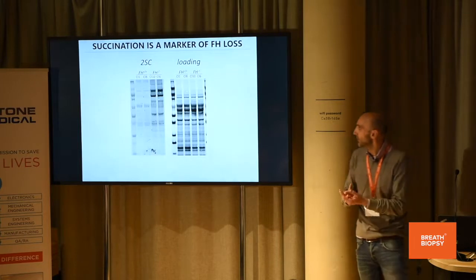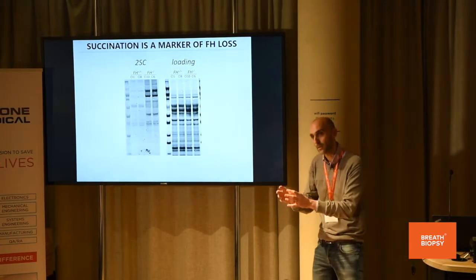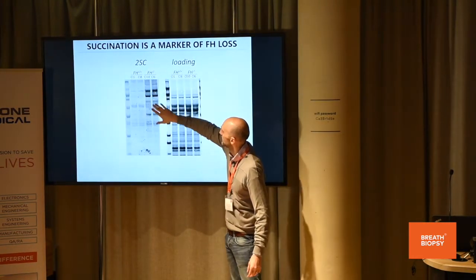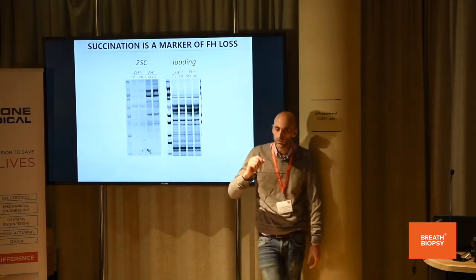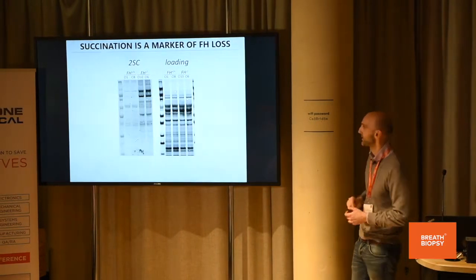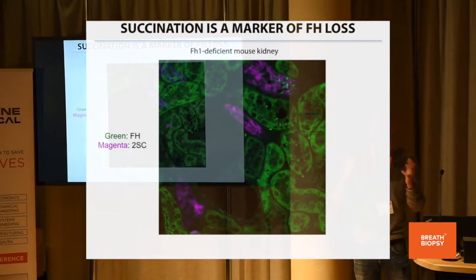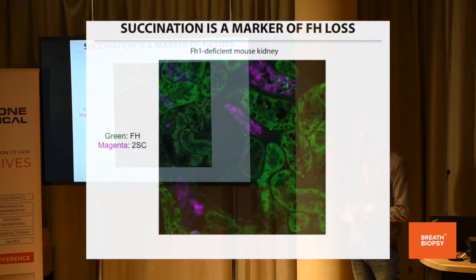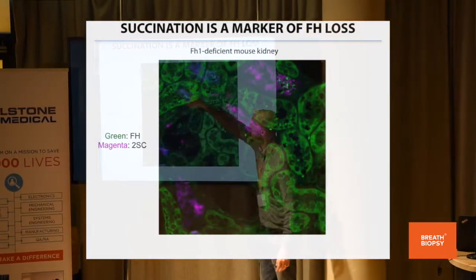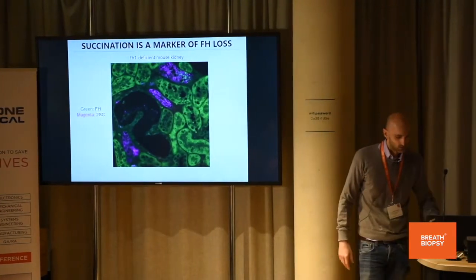Just to show you a few examples, we generated an antibody that can detect succinated proteins. And this is shown here. These are two fumarate hydratase knockout human clones that we recently generated, and 2SC, two succinic cysteine, that is the name of this antibody, can clearly detect fumarate hydratase deficient cells. And more importantly, if you take a slice of the kidney of fumarate hydratase deficient animals and you stain with the 2SC antibody in magenta, you can clearly see how it stains beautifully fumarate hydratase deficient clones.